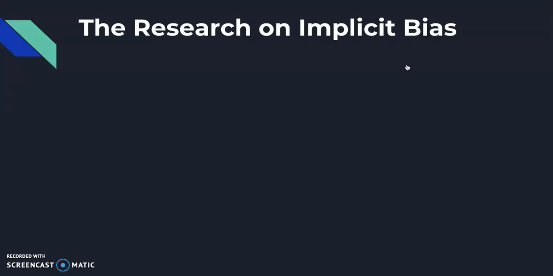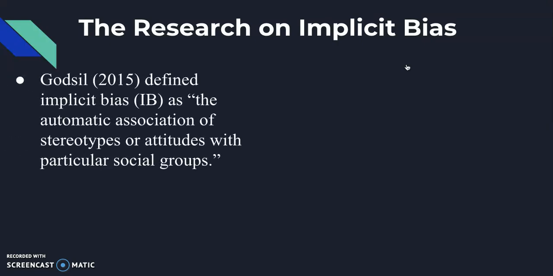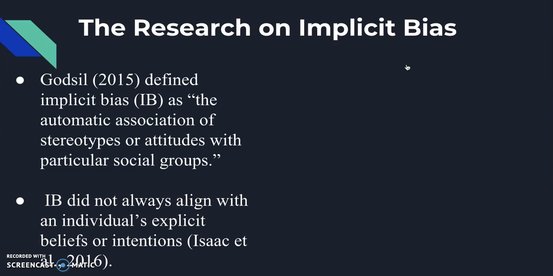The best place to begin a discussion on implicit bias is with the definition. Godsill defined implicit bias as the automatic association of stereotypes or attitudes with particular social groups. These tend to be negative, and therefore implicit bias is considered negative, especially in the context of this study. It's also important to notice that implicit biases do not always align with an individual's explicit beliefs or intentions, so one may say he or she believes one way, but actions demonstrate a completely different set of beliefs. Actions and words don't always line up.